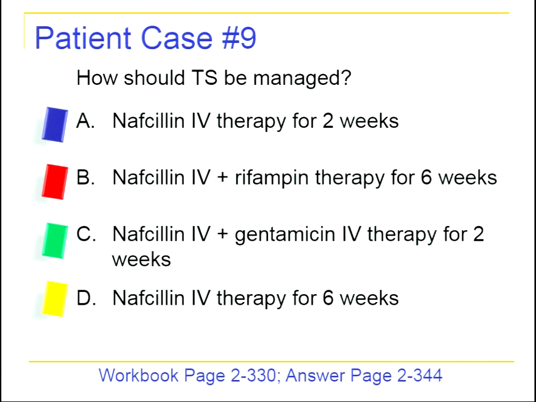How should TS be managed? A, nafcillin alone for 2 weeks. B, nafcillin plus rifampin for 6 weeks. C, nafcillin plus gentamicin for 2 weeks. Or D, you need to cross this out on your slide, nafcillin for 6 weeks. Because the endocarditis guidelines were just updated, and I forgot to take off that last statement in D.